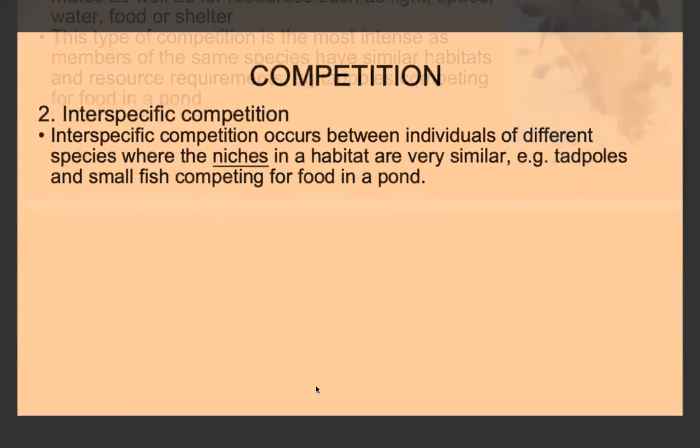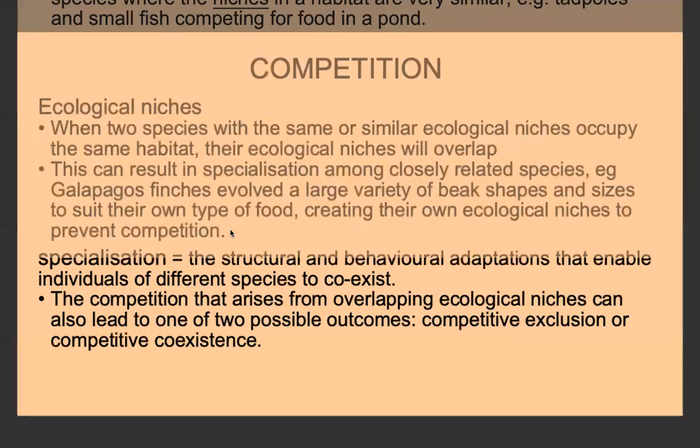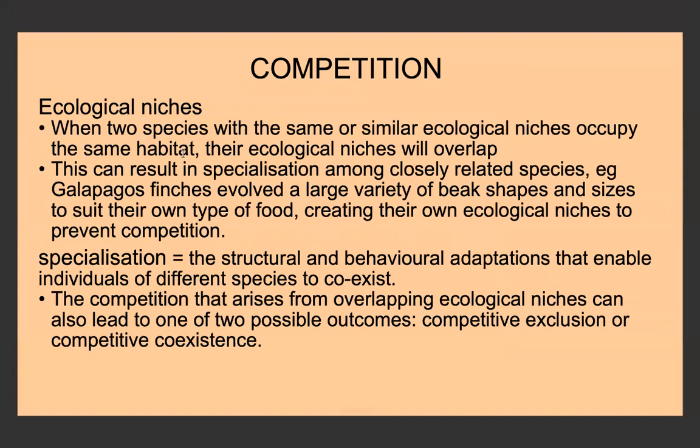If we then look at interspecific competition, this occurs between individuals of different populations who have similar niches in a habitat. For example, tadpoles and small fish might compete for some of the same resources in a pond. So what is a niche? When two species with the same or similar ecological niches occupy the same habitat, their niches will overlap. This can result in specialization among closely related species. So it causes species to specialize.